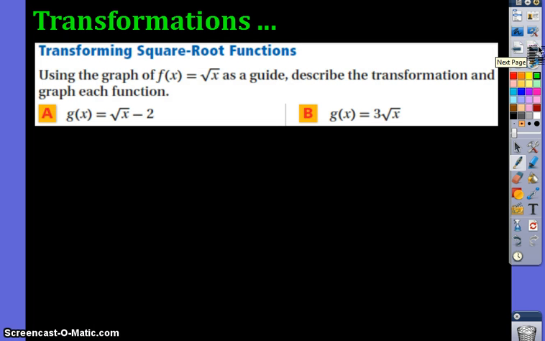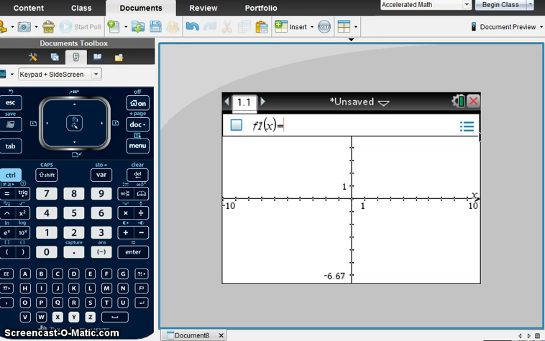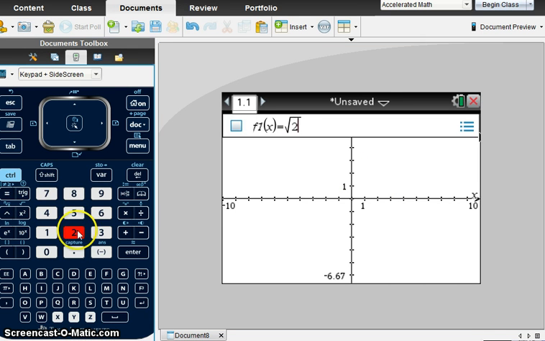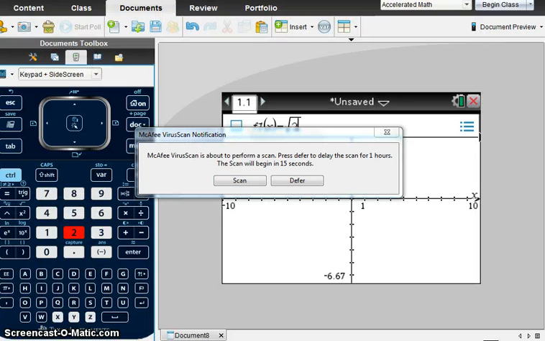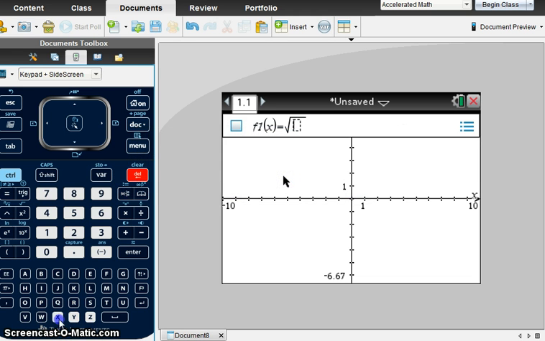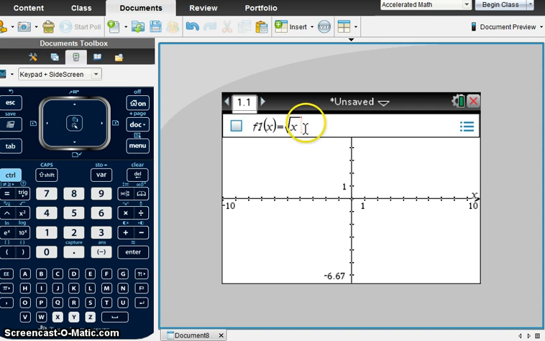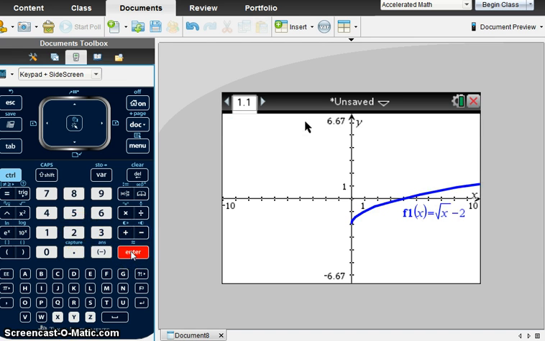All right, so we want to graph these two and describe the transformation of each function. For example A, g of x is the square root of x minus 2. Square root of x minus 2. Nope, not under the radical. We want to make sure we move it outside the radical. So that moved us down 2 units.